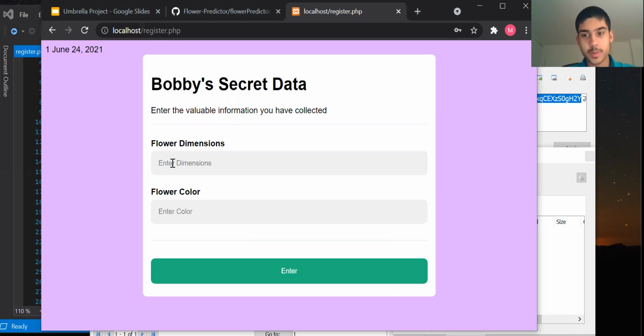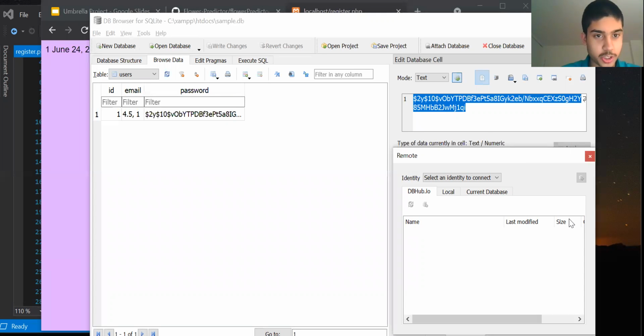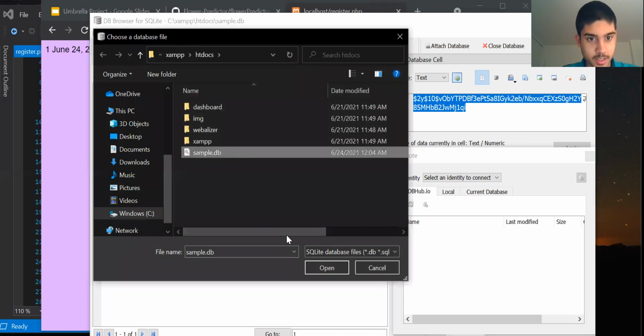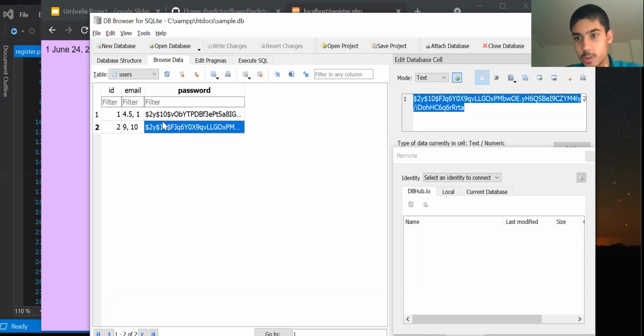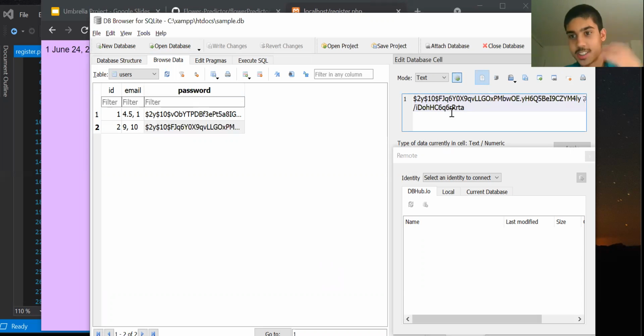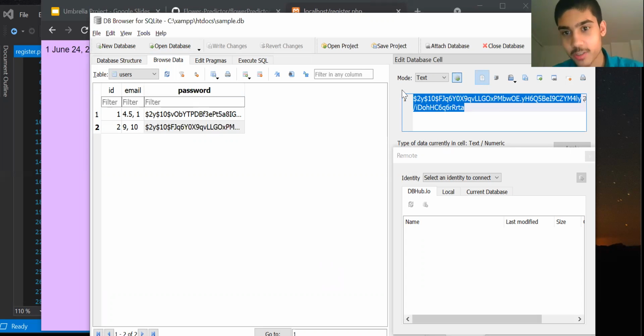And now in the database, this entry should appear again. So if we just go here and open the file again, we see that the new entry, the new piece of data that we just entered, is in the SQL database, and it's with the hashing code. So if someone wants to hack it, they can't figure out what it is. It's not just written plainly. It's a completely random sequence of characters, which is hashed.